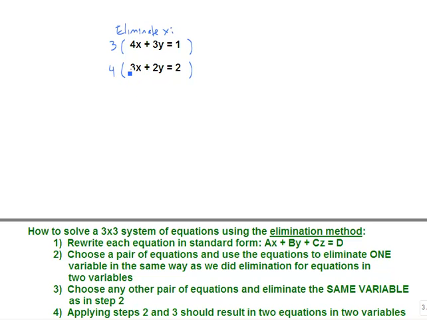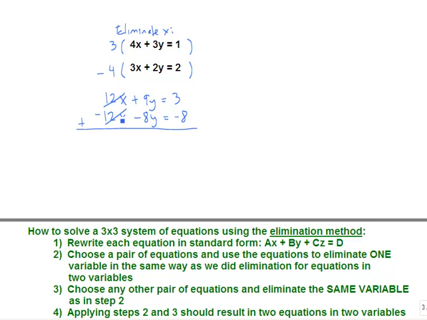And then remember, not only do we want these to be 12s, but we want them to be opposites. And right now they would both be positive. So pick one of these to be negative. I'll just make the bottom one a negative. So let's multiply the top equation by 3. That's going to give me 12x plus 9y equals 3. Multiplying the bottom equation by minus 4 gives me negative 12x minus 8y equals negative 8. And I should be ready to add down.